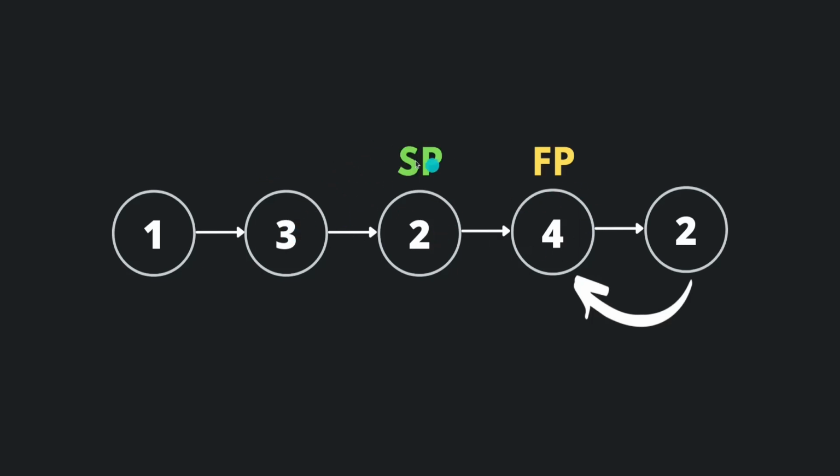Now again, the slow pointer will move to 1. Since there is a cycle, the fast pointer will move here and then here, 2 steps. So it will return back to 4. Now the slow pointer and fast pointer are equal.